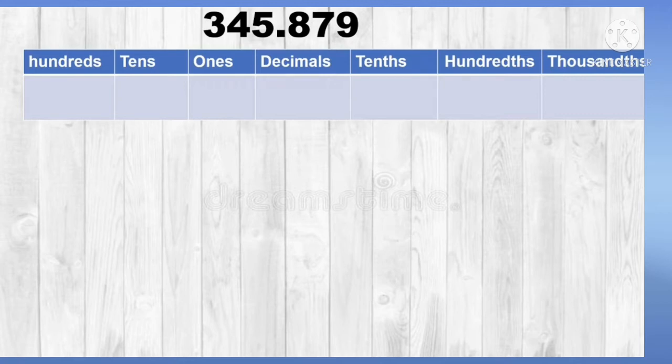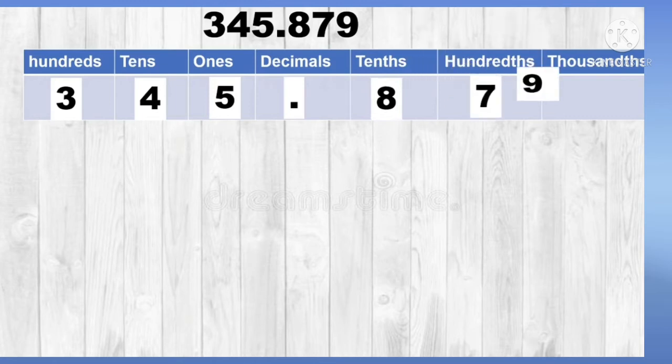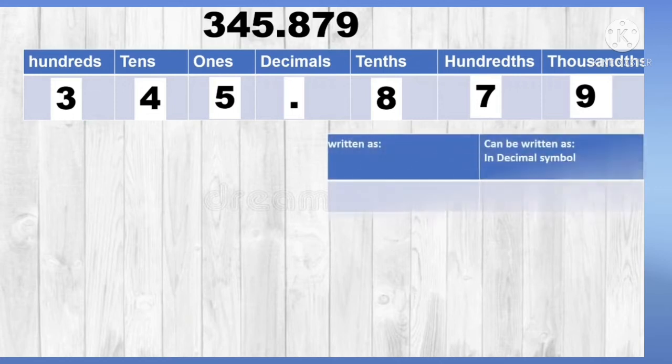Okay, so hundreds, anong number? We have 3, tens natin ay 4, ones natin ay 5. Of course, the decimals. The tenths is 8, hundredths is 7, and thousandths is 9. Okay. Next, yan yung place value nila.